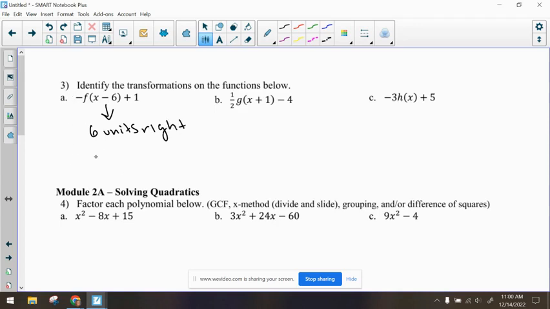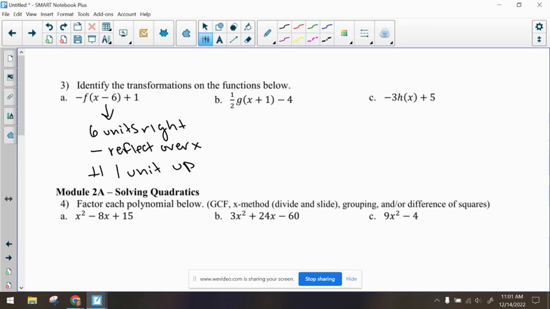The next thing that I see is this negative sign in front. That negative is a reflection over the x-axis. And finally, I see a positive 1 at the end. That is a vertical translation, and that is always the same as the number tells us. So that would be 1 unit up.